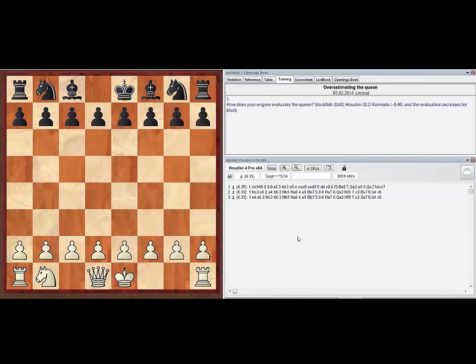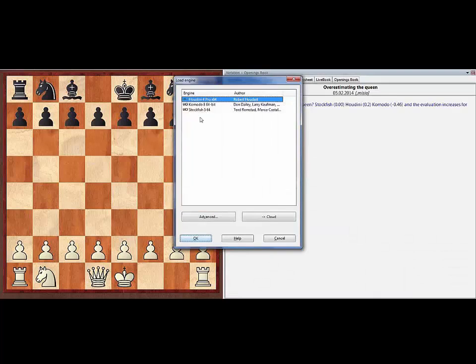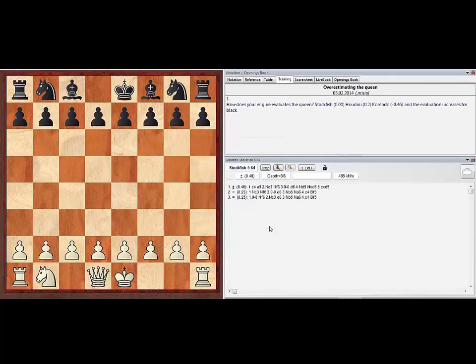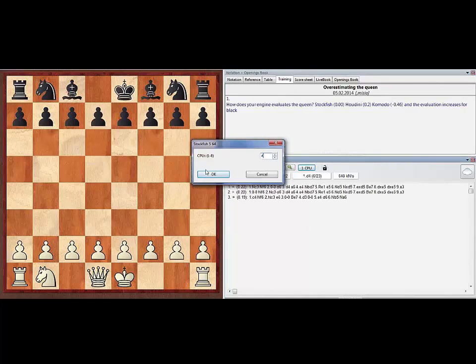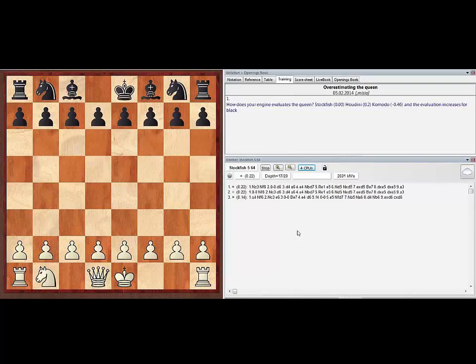But the evaluation of Houdini is 0.2 in white's favor. Once you start making moves, the evaluation decreases. But at this point, it says white is better, 0.2. Stockfish is giving something around 0.00. I'm going to give it more CPUs to go faster. I checked this position earlier. It gives 0.00, which is also an incorrect evaluation.